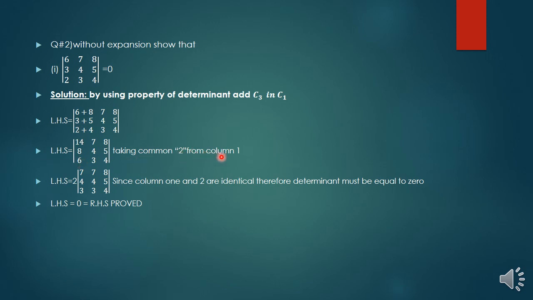Now taking 2 common from column 1. If we take 2 common from column 1, then it becomes 7, then 8, then it becomes 4, then 6, then it becomes 3. So you can see that column C1 and column C2 are identical. So we can directly imply that the determinant of that matrix equals 0. It is also the property, since column 1 and 2 are identical, therefore the determinant must equal 0.